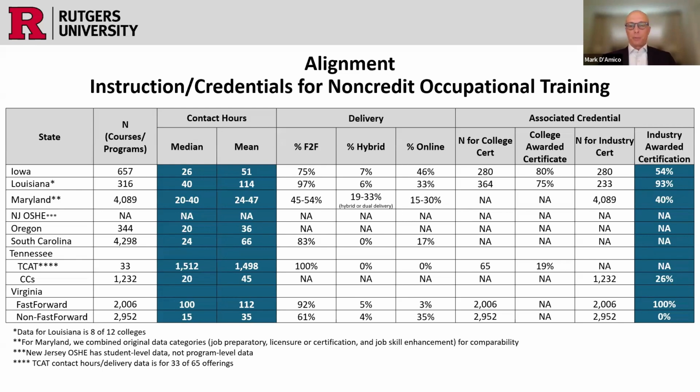I will mention on the high end is Virginia Fast Forward. Non-credit programs eligible for the Virginia Fast Forward program and that funding all have to be aligned with an industry recognized credential. And I think that really contributes to those courses and programs being a little bit longer on average than some others. You'll see those that aren't Fast Forward average just 15 hours. But across the other states, 20, 25, up to 40 hours.